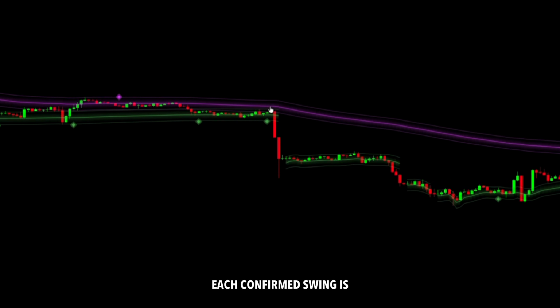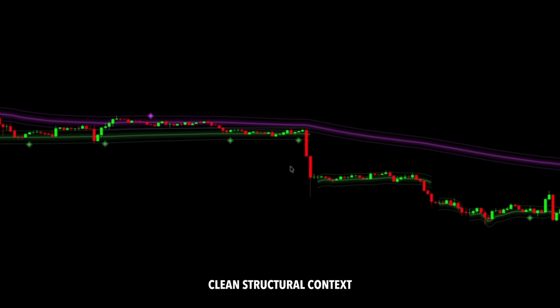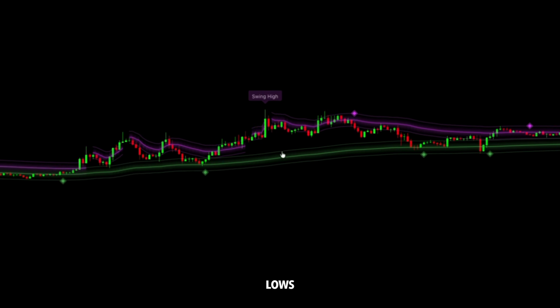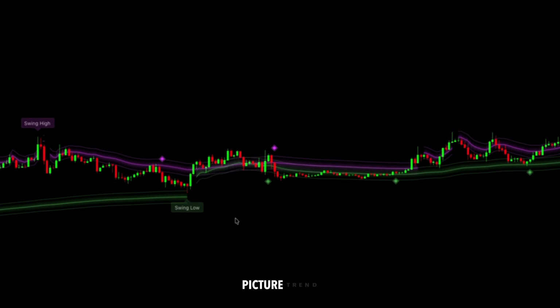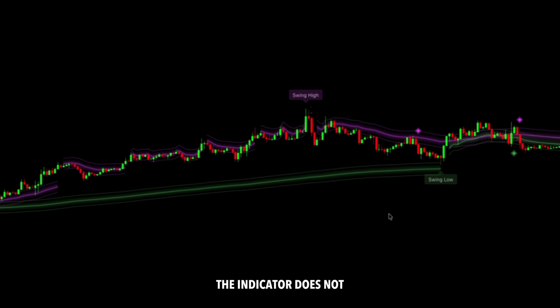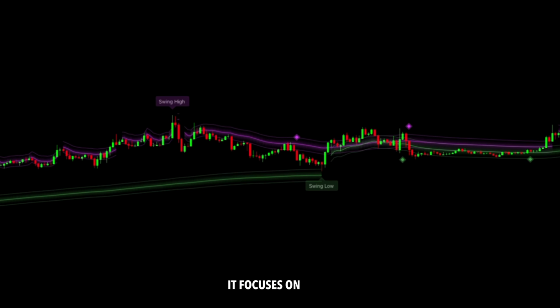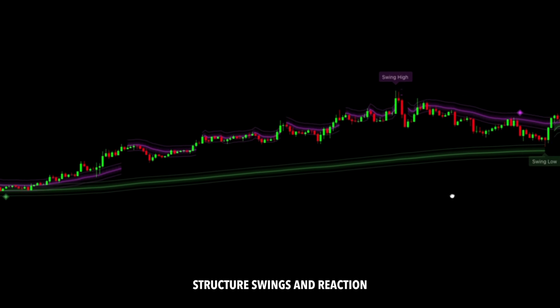Each confirmed swing is clearly marked on the chart. This provides you with clean structural context. You can see at a glance whether price is forming higher highs and higher lows or lower highs and lower lows. This is incredibly valuable for understanding the bigger picture trend. The indicator does not clutter your chart with unnecessary information. It focuses on what matters: structure, swings, and reaction zones.